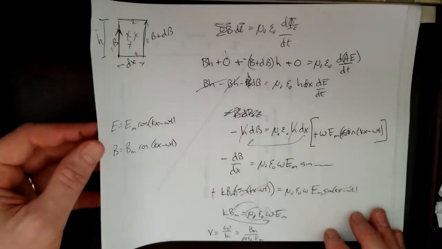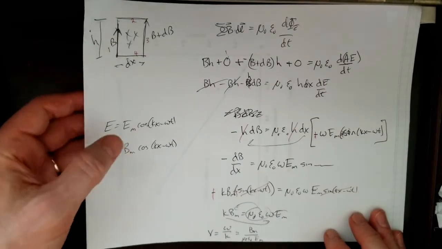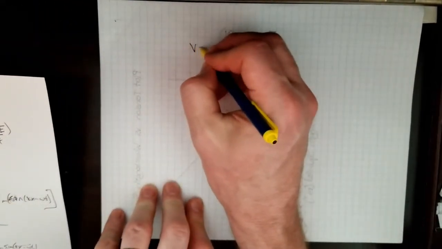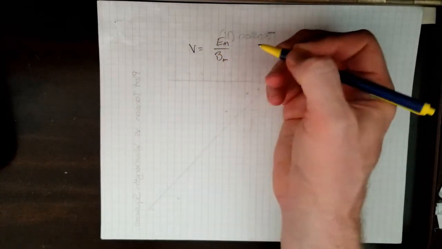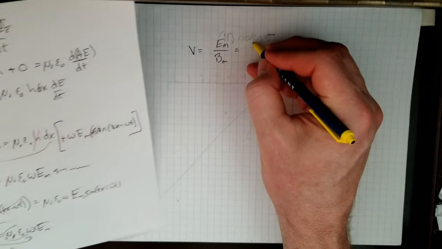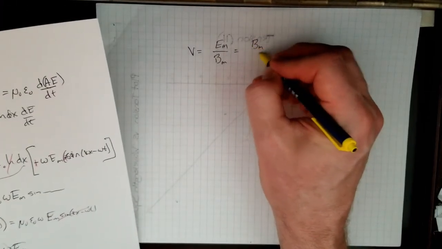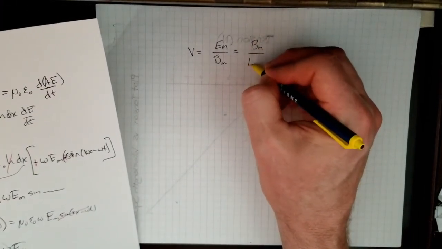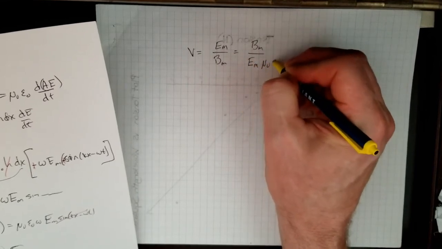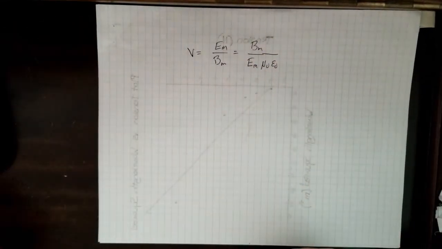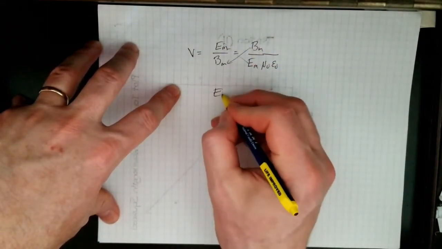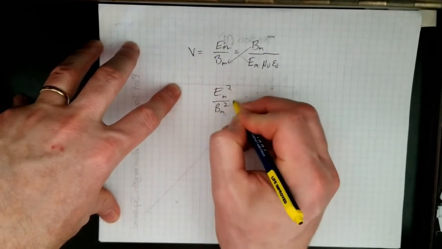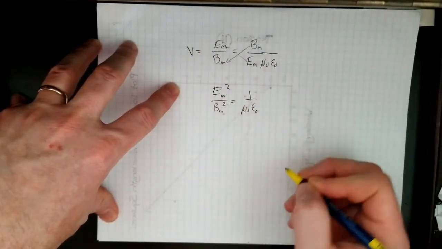So from the first equation that we did, the first round, when we used Faraday-Lenz's law, we had the speed is equal to the amplitude of the electric field over the amplitude of the magnetic field. The second time we did it, we had it's equal to the magnitude of the magnetic field over the magnitude of the electric field, and then we had these extra terms here. If I multiply both sides by E_m, so basically bring that up and that down, we have E_m squared over B_m squared is equal to 1 over mu sub naught epsilon sub naught.